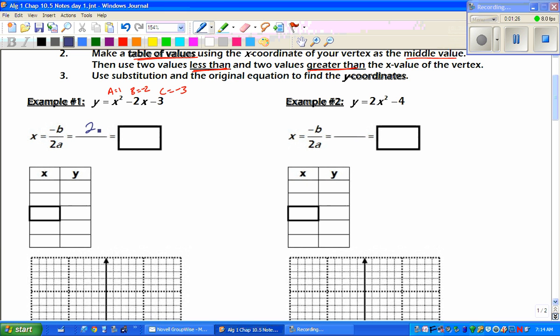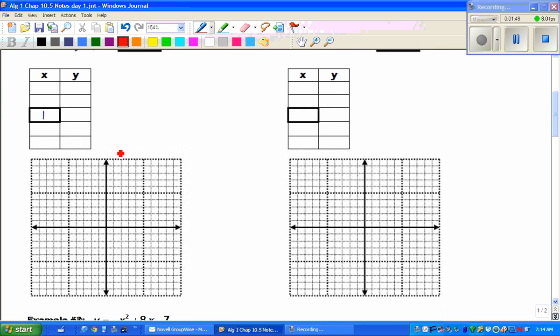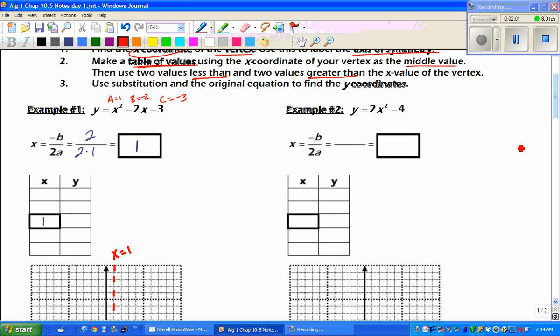So the opposite of B is 2, over 2 times 1. And 2 over 2 times 1 gives us 1. So what we're going to do right away is this 1 goes in the middle, and then we have to draw the axis of symmetry, which is at 1. And now that's the first thing we're supposed to do.